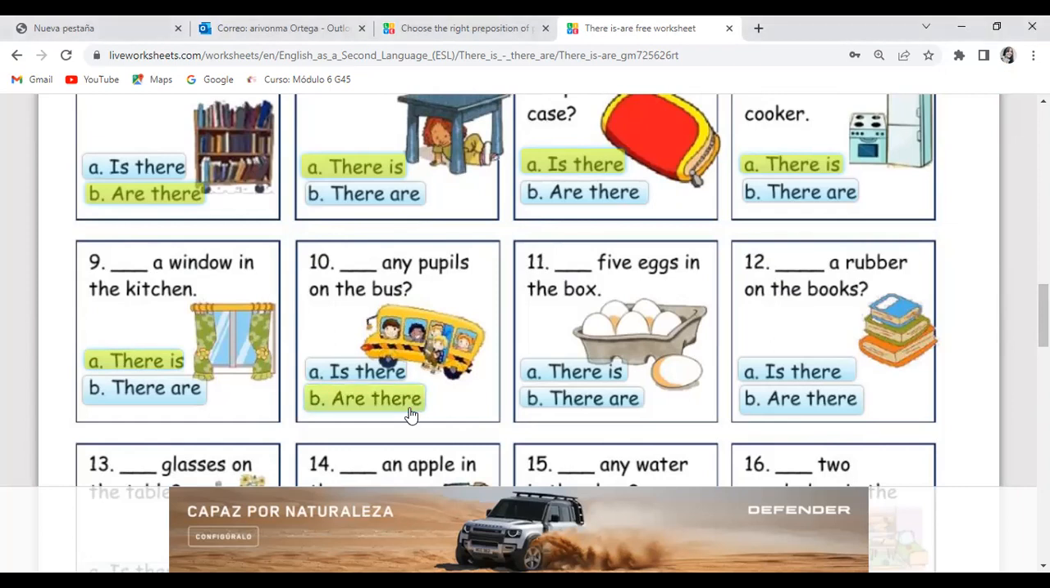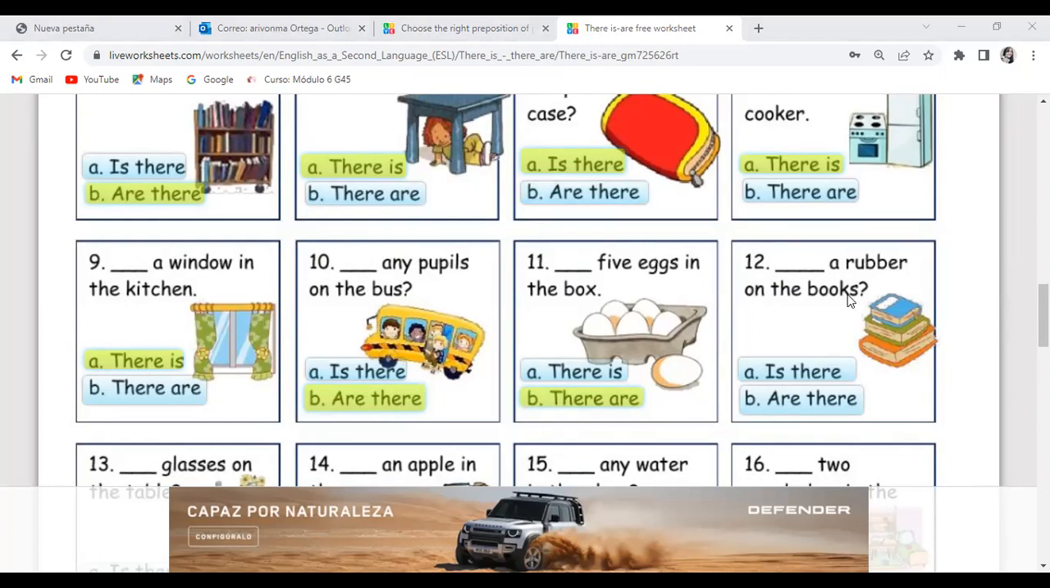Now, number 11, 5x in the box. There is 5x or there are 5x in the box. What do you say? There is or there are? There are. Yes, very good. What about number 12? A rubber on the books. Is there a rubber or are there a rubber on the book? Sorry. Are there? Yes, very good.